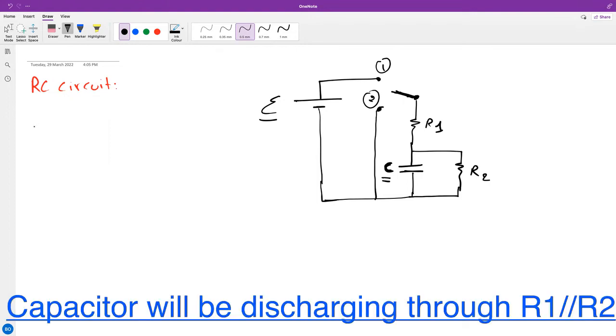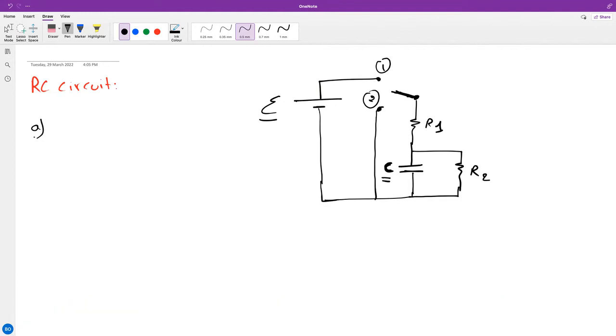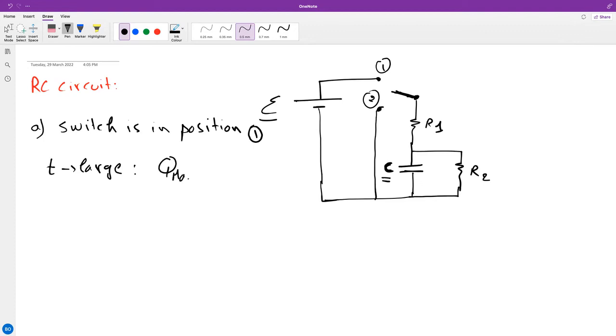So the first question that we want to solve here: the capacitor is not charged at the beginning, so there is no charge on the capacitor at the beginning, and the switch is in position 1. So the capacitor is being charged. What is the charge on the capacitor after a very long time? The maximum charge, I would say. So this is what we are going to solve today.